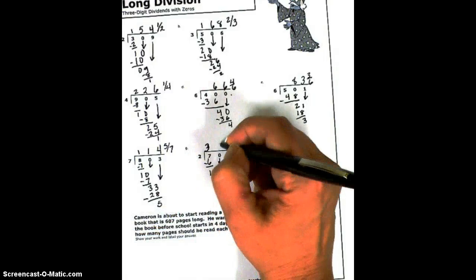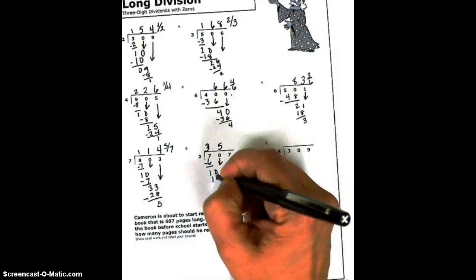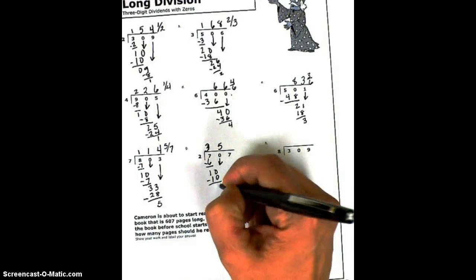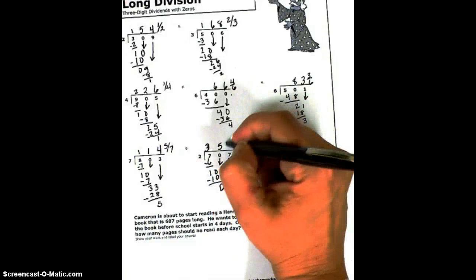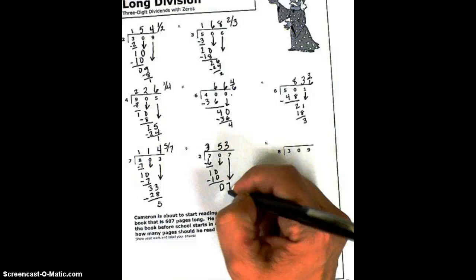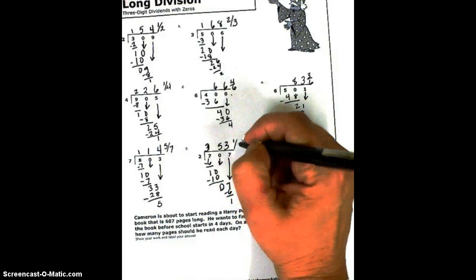2 times 5 is 10. Subtract and you get 0. Bring down your last digit, a 7. And let's do 3 on that one. 2 times 3 is 6. Subtract and you get a remainder of 1. So 353 and 1/2.